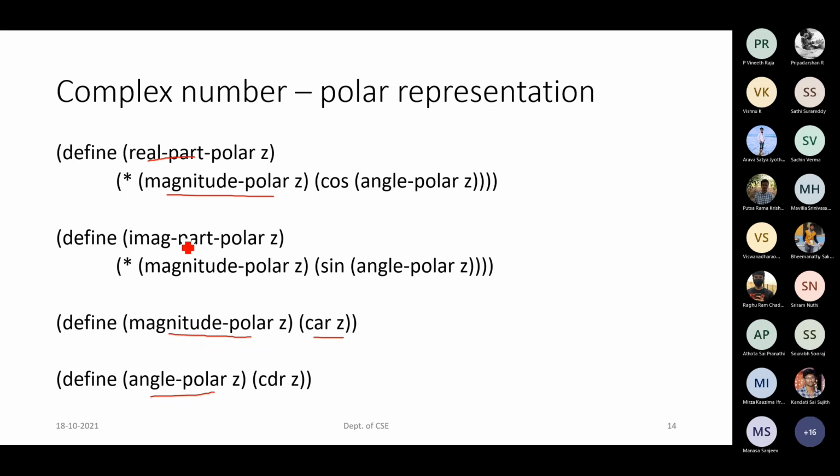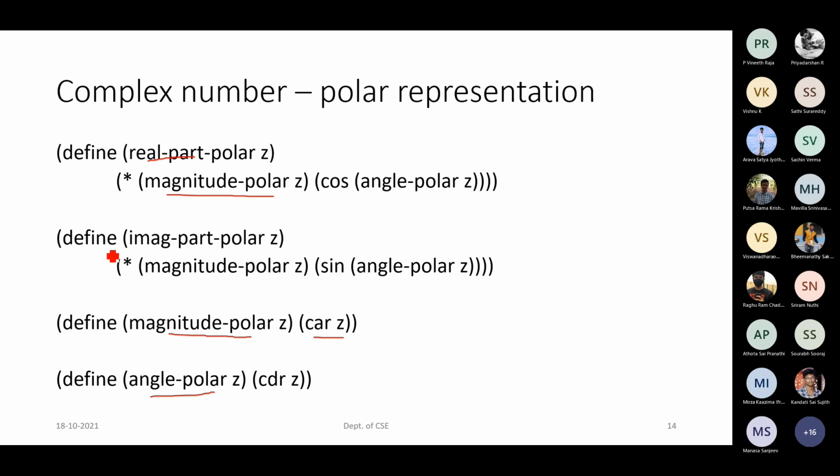Similarly, if I have to calculate the imaginary part, how do I calculate it? For that also I have to extract the magnitude of that polar value, that is the complex number, multiplied by the sine function applied onto the angle of that complex number. So this will be the formula which will help us calculate the imaginary part of your polar complex number.